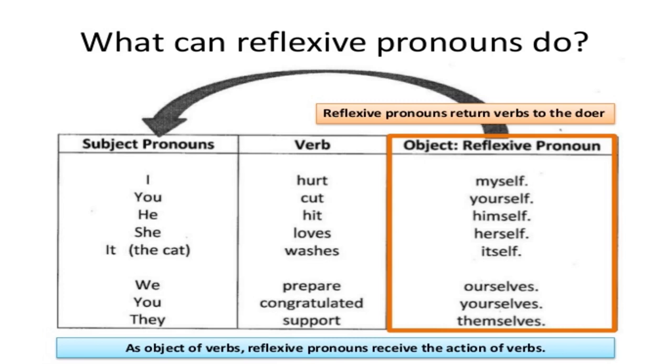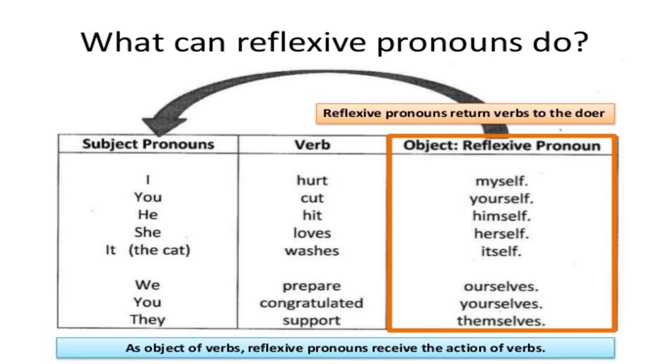You cut yourself. He hit himself. She loves herself. It washes itself. We prepare ourselves. You congratulated yourselves. They support themselves. As objects of verbs, reflexive pronouns receive the action of verbs. It looks a little confusing, but it is not. Please make a chart and practice. It is really easy if you do it this way.